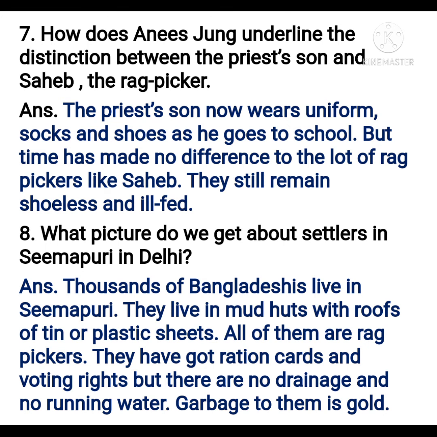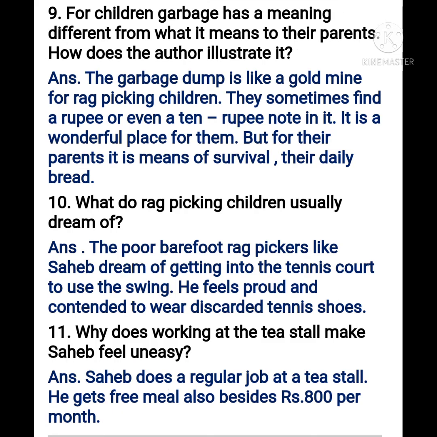Question number 8. What picture do we get about settlers in Seemapuri in Delhi? Answer. Thousands of Bangladeshis live in Seemapuri. They live in mud huts with roofs of tin or plastic sheets. All of them are rag pickers. They have got ration cards and voting rights, but there is no drainage and no running water. Garbage to them is gold. Most important thing: garbage is gold for these rag pickers.